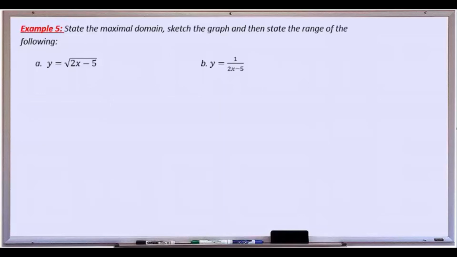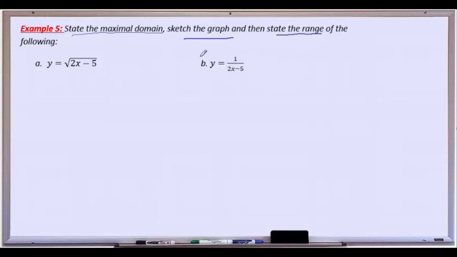We have a question here that asks us to state the maximal domain and range, and then to sketch a graph stating the range. So there's a lot of stuff we have to do. First, we need to state the maximal domain. If we don't do that, then we're going to end up in trouble with the examiner. Then we're going to need to sketch the graph and then state the range.